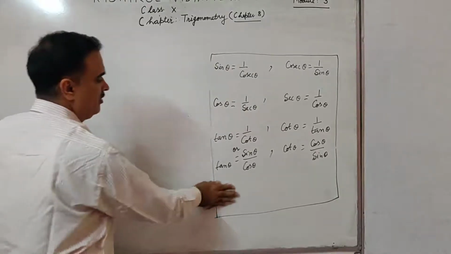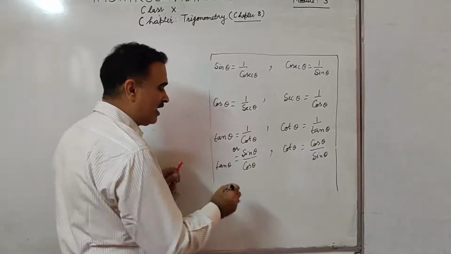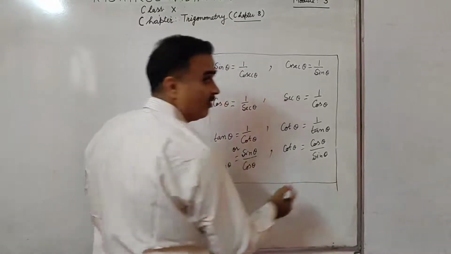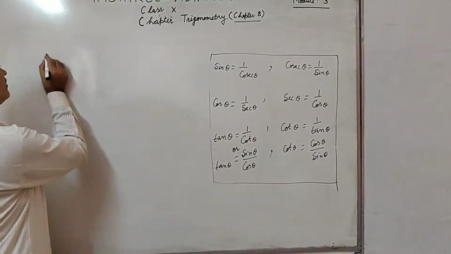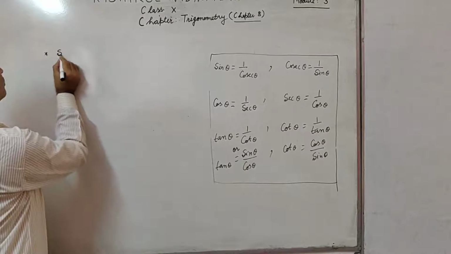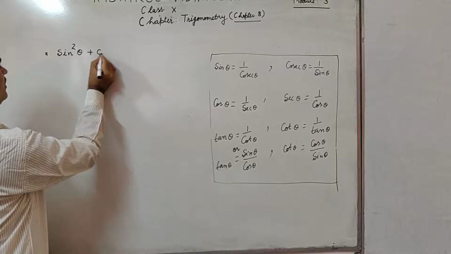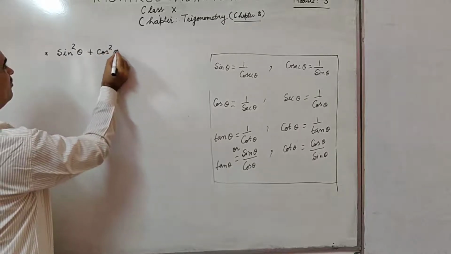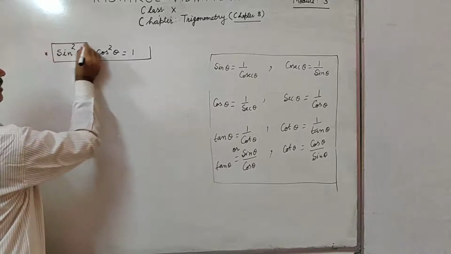There are 3 more identities. What are these 3 identities? One is sin square theta plus cos square theta equal to 1. What is this, my dear?